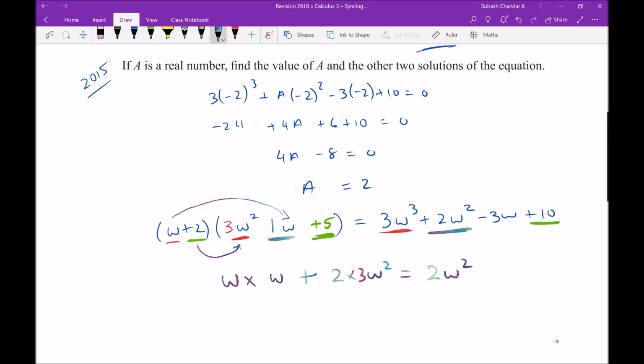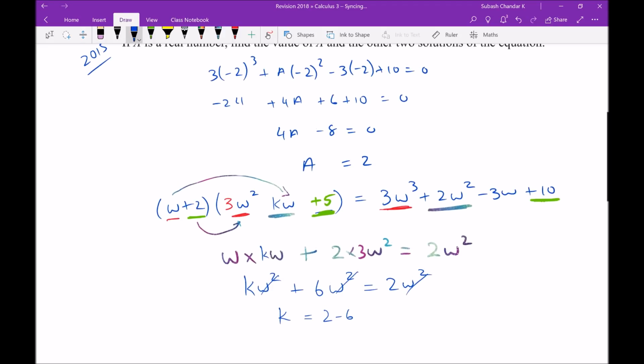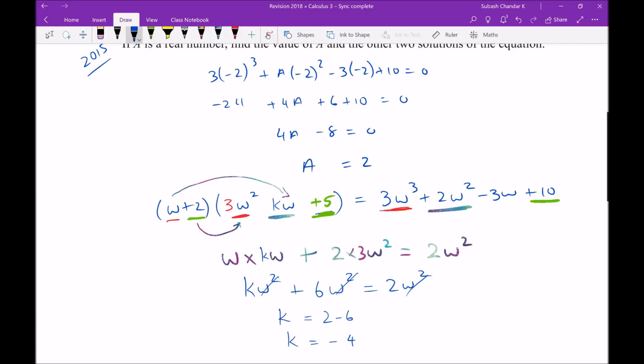Let's say I'm going to put this as k for now, because I don't know what it is. So what I then have is kw squared plus 6w squared equals 2w squared. Can you guys see what I've done there? So then k has to equal, because I can get rid of all the w squareds, k equals 2 minus 6. So k is equal to negative 4.